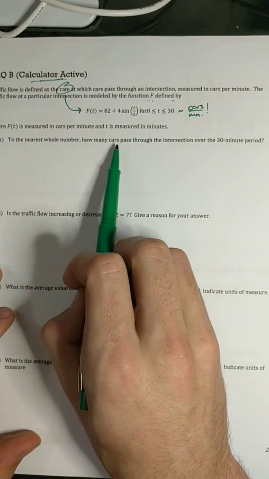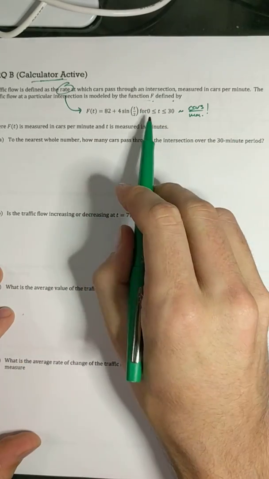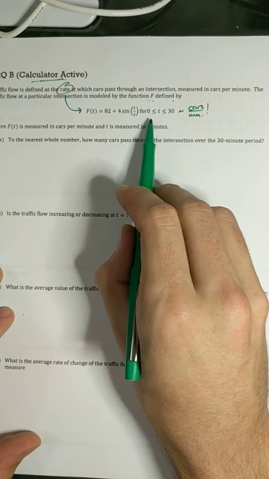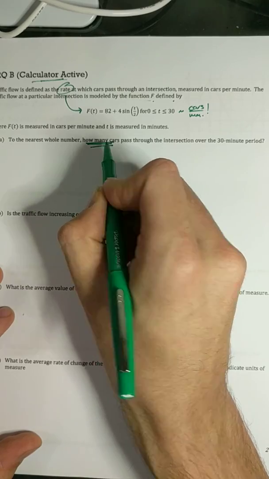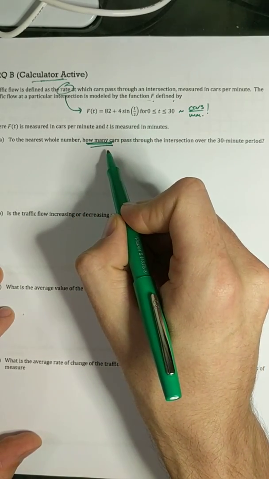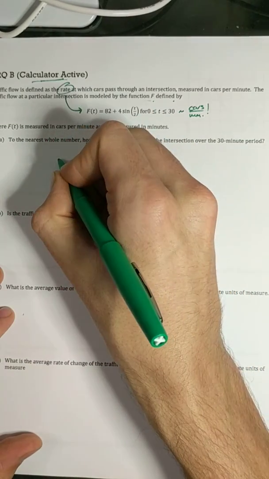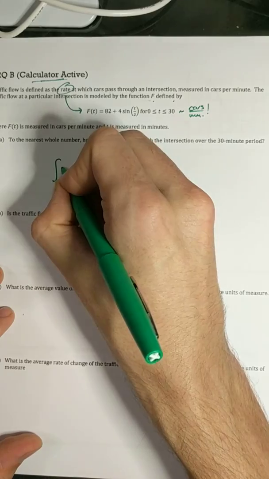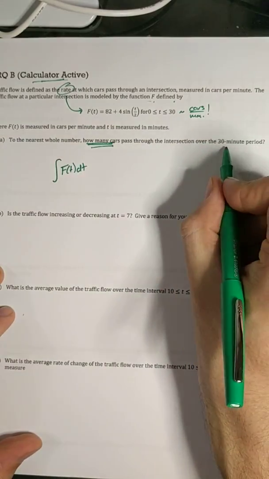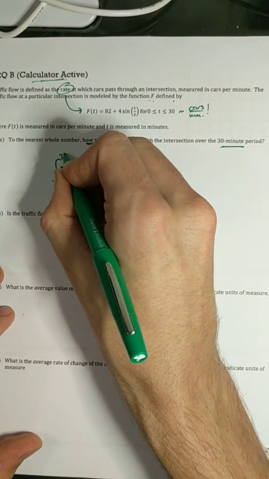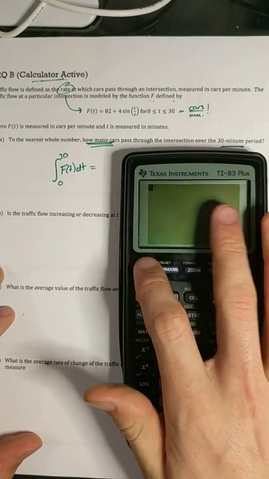To the nearest whole number, how many cars pass through the intersection over the 30-minute period? Well, the 30-minute period here I see is 0 to 30, so nothing strange there. If I'm looking for how many cars, and I have a rate, and I'm looking for a quantity, I know I go from a rate to a quantity by taking the integral. So let's write an integral of f of t dt, with limits 0 to 30. I'm going to solve for what that is. Again, calculator question, got to use your calculator.